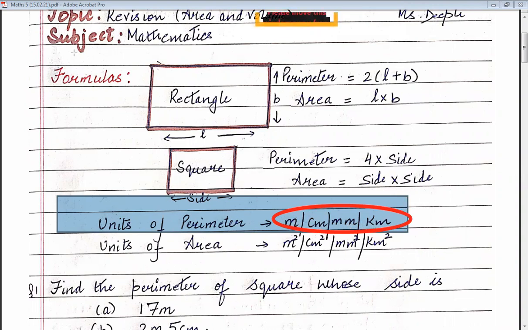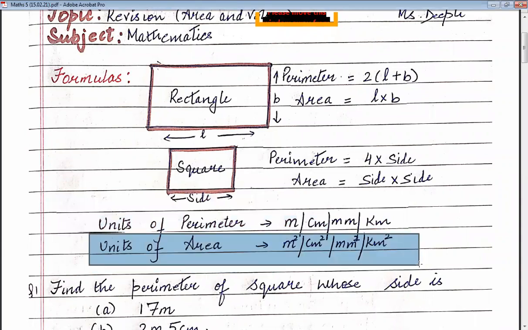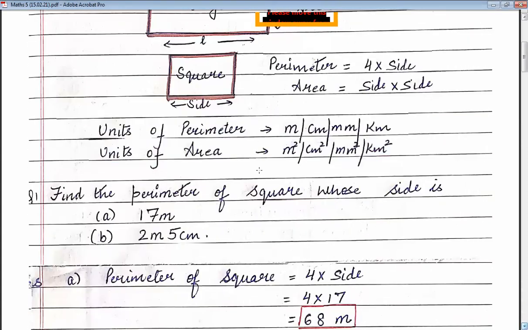And now let's discuss the units of area. Children, units of area are always measured in meter square, centimeter square, millimeter square, kilometer square. Or you can say square meter, square centimeter, square millimeter, and square kilometer. I hope you are clear with the formulas based on perimeter and area of rectangle and square. So now let us start our question number 1.